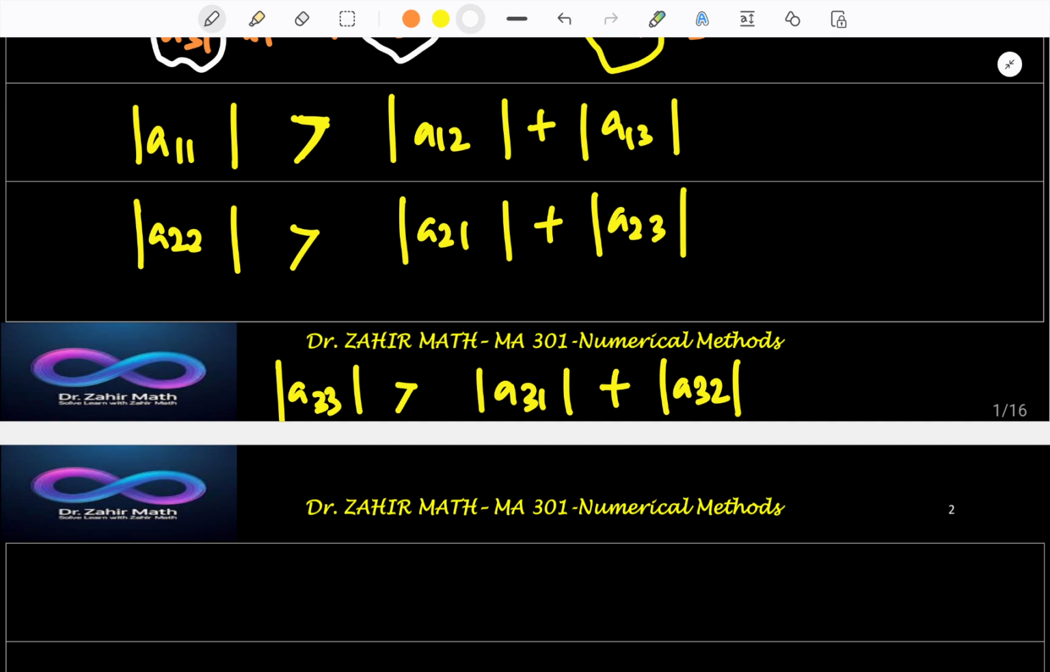What is the importance of this, teacher? This ensures convergence of the Gauss-Seidel and Jacobi methods. Again, I'm telling you, it ensures the convergence of the Gauss-Seidel and Gauss-Jacobi methods. If it is not diagonally dominant, you can rearrange. Rearrange means swap the rows to make it dominant if possible.